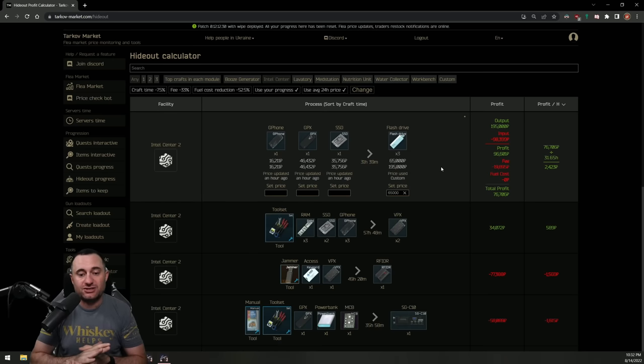The key with the flash drives, though, is you can get your components at market prices. It doesn't matter if you're paying 45 or 50,000 for G-Phone Xs, or 13 or 16,000 for the G-Phone and SSDs, whatever, right? Those numbers don't really matter. What's really important is what you do with your flash drives. Don't sell them on the flea market, especially for like 50, 55K, because you're losing money. Not only are you paying a flea market fee, there's something better to do.